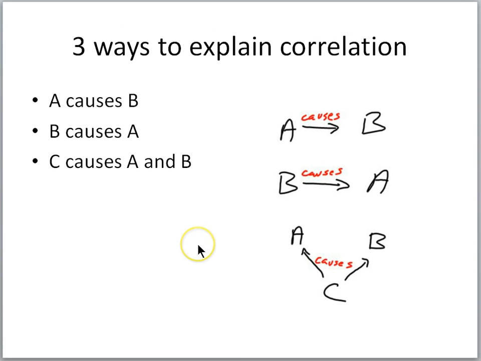So in summary, whenever two things are correlated, there are more than three, but we've learned about three ways to explain that correlation. A causes B, B causes A, and some third factor is causing both. And to figure out what's really going on between two things that are correlated, you have to investigate further using the method of science.